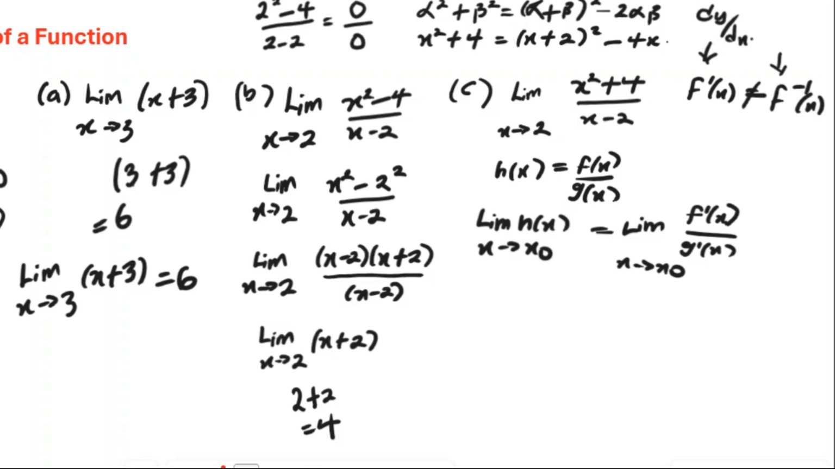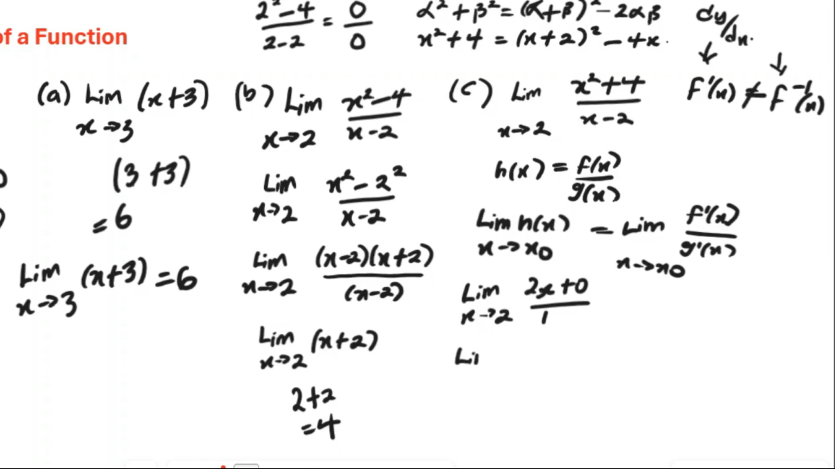If we use the same concept here, your h of x is the whole of this, which is x squared plus 4 divided by x minus 2. Your x naught here is 2. So if I say the limit as x tends to 2, applying L'Hospital's rule, I'll differentiate x squared plus 4. If we differentiate x squared, we get 2x. If we differentiate 4, we get 0. Divided by, if we differentiate x, we get 1. If we differentiate minus 2, we get 0.